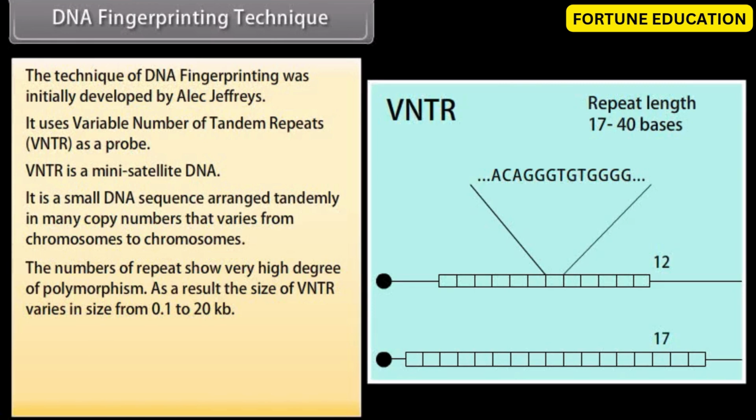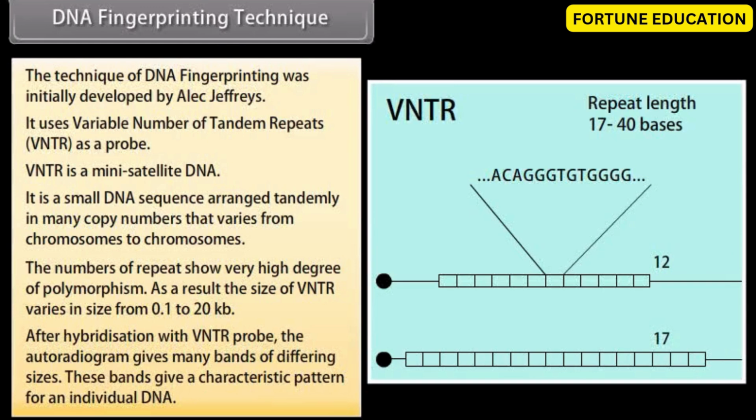As a result, the size of VNTR varies in size from 0.1 to 20 kb. After hybridization with VNTR probe, the autoradiogram gives many bands of differing sizes. These bands give a characteristic pattern for an individual DNA.